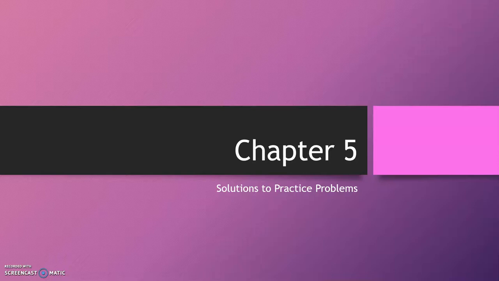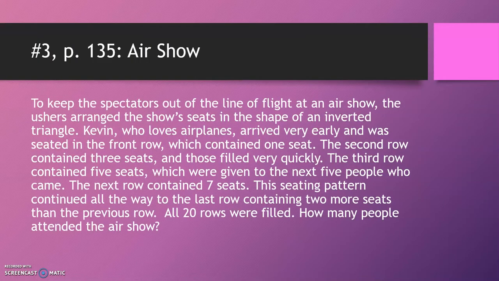All right, we're going to take some time and go through the solutions to the Chapter 5 practice problems. The first practice problem is number 3 on page 135, Airshow. It says to keep the spectators out of the line of flight at an airshow, the ushers arranged the show's seats in the shape of an inverted triangle. Kevin, who loves airplanes, arrived very early and was seated in the front row, which contained one seat.